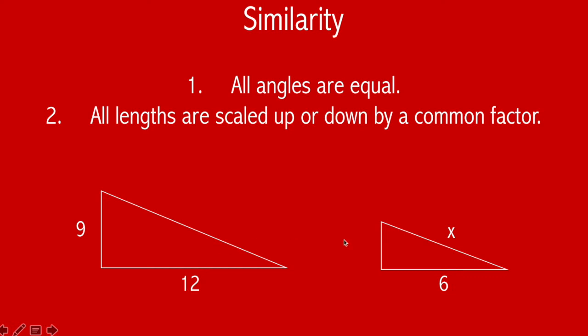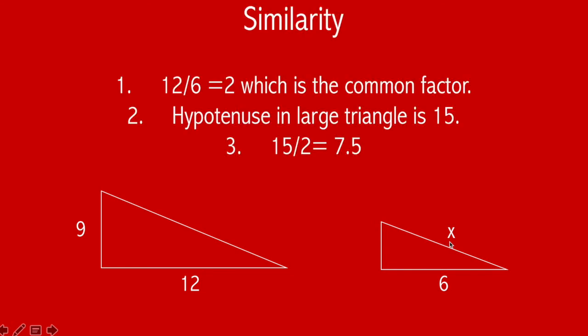So we see 12 is 2 times greater than 6. This means 9 is 2 times greater than this side, so this side has to be 4.5, and the hypotenuse here is 2 times greater than x. Using Pythagoras' theorem, 9 squared plus 12 squared is 225, so the hypotenuse of the larger triangle is 15. Now 15 is 2 times x, therefore x is 7.5.